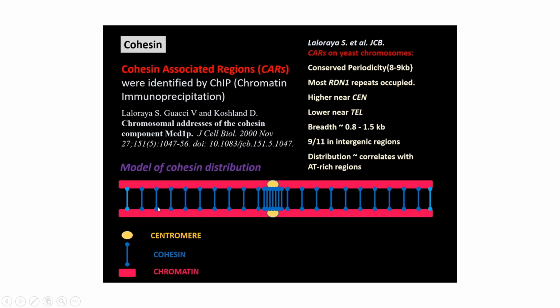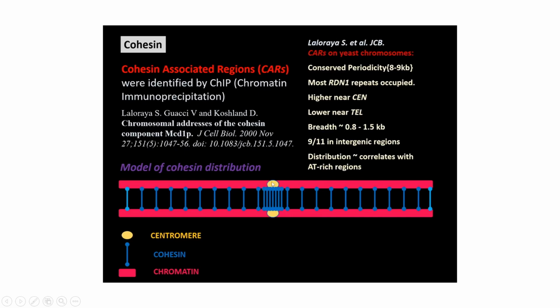and they found that it has a conserved periodicity. The blue color is a cohesin subunit. It is conserved around each periodicity, that is around every 8 to 9 kb, there was one cohesin motif present on the DNA. If this motif is present, then cohesin will bind at that region only.